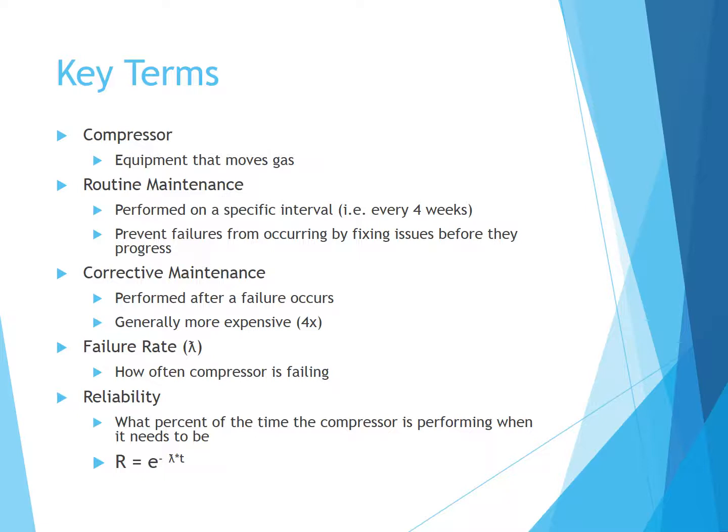The failure rate is how often the compressor fails over a specific time period, and it's represented as lambda. And then the reliability of the compressor is just what percent of the time the compressor is performing when it is supposed to be performing. This is given by the equation e to the negative lambda, where lambda is the failure rate, times the time interval you're calculating reliability for.